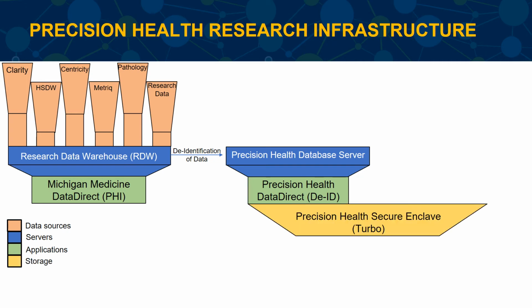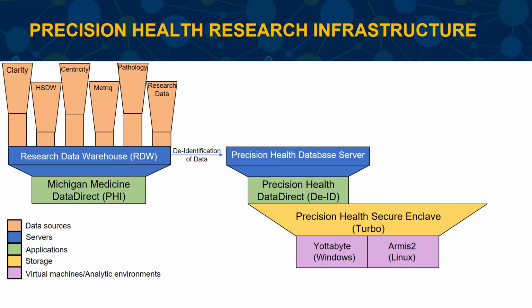Once a researcher downloads a query from DataDirect, it is stored in the Precision Health Secure Enclave called Turbo. Although the data from DataDirect is de-identified, we make sure that our storage and analytic environments are HIPAA aligned and PHI approved.